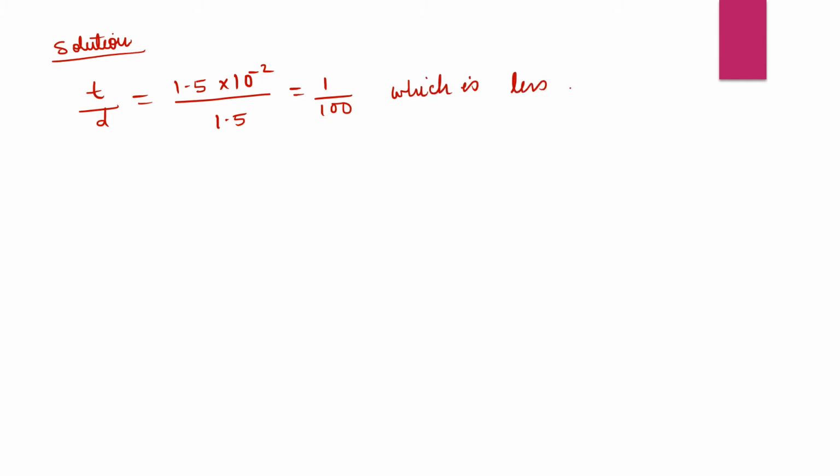Actually, as we know, first of all the ratio of t by D. The value of t is 1.5 into 10 to the power minus 2, and the value of D is 1.5. So the ratio of t by D is 1 by 100, which is less than 1/20. Hence, if it is less than 1/20, then it is a thin cylinder.